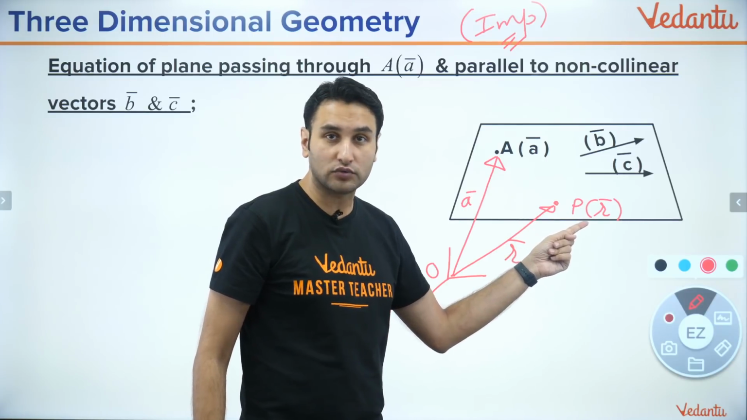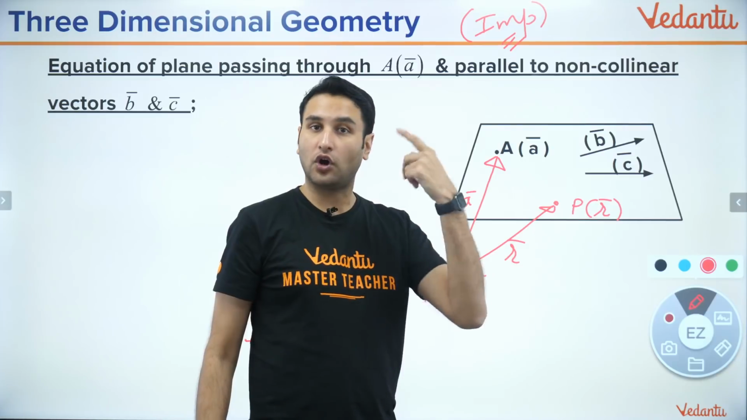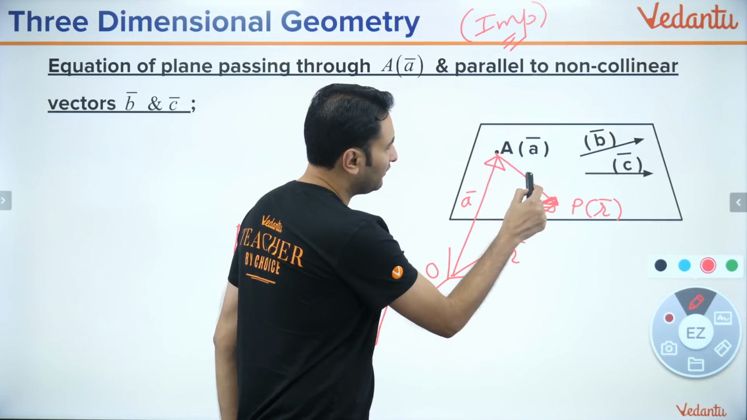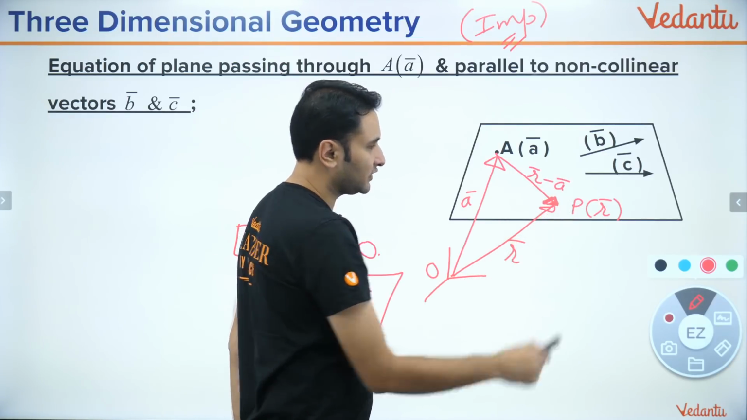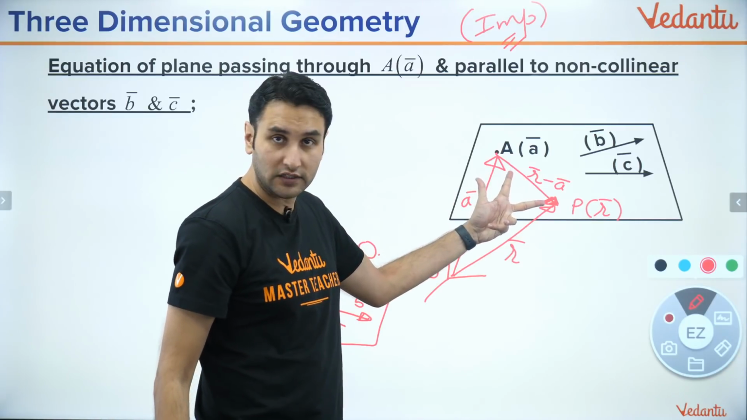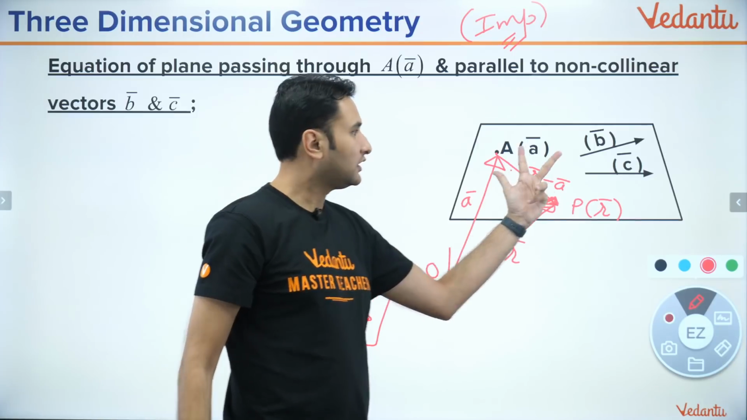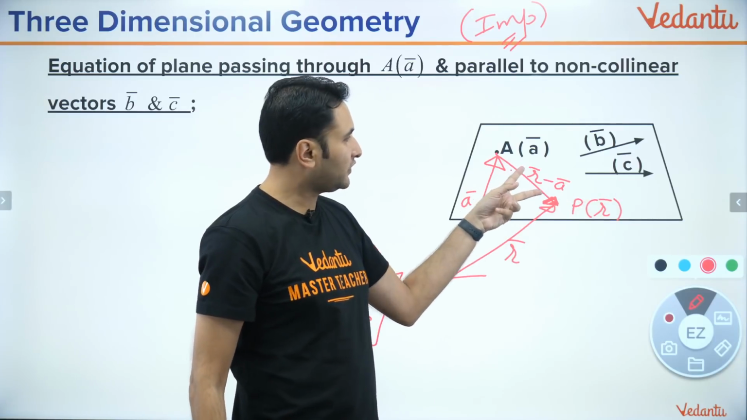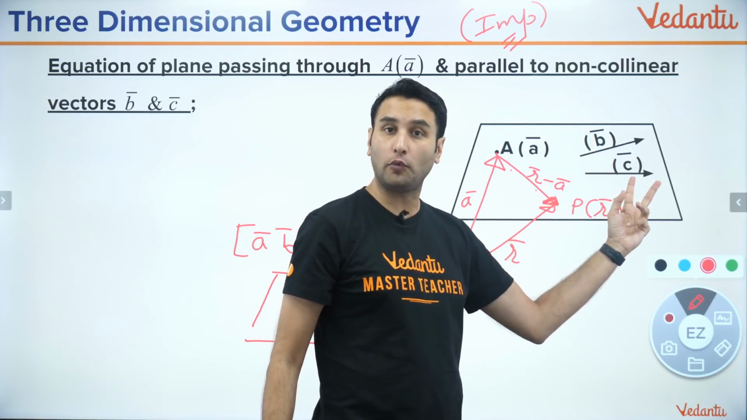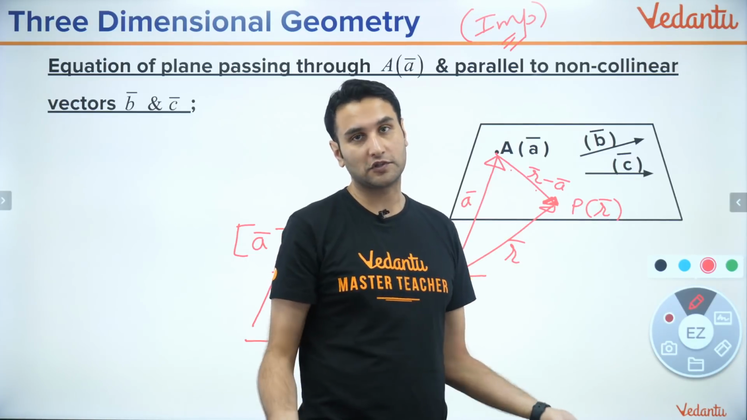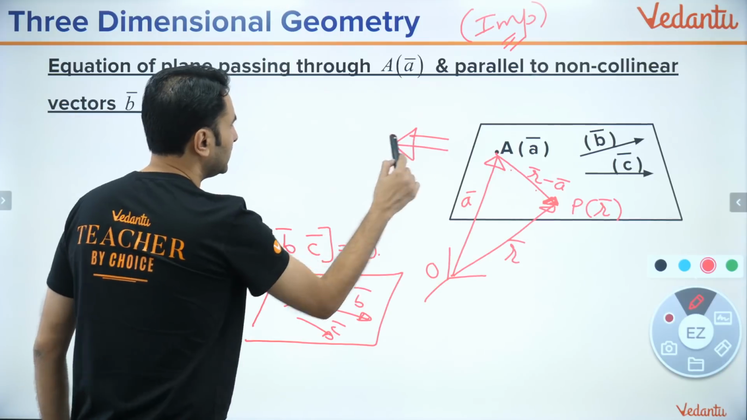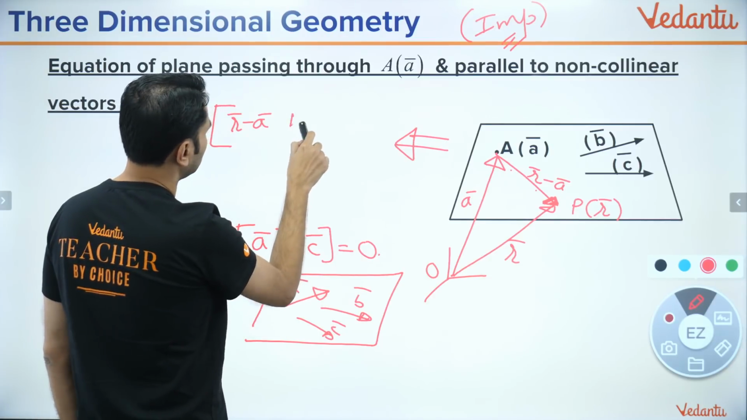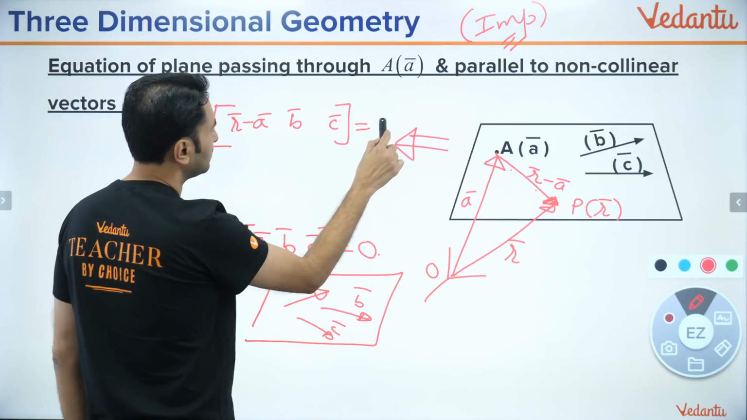दोनों को subtract कर दूंगा. You'll get a vector which lies on the plane. हो गया. So if I subtract the 2, I will get a vector which is r vector minus a vector. Now this is the vector which lies on the plane. This vector, this vector, this vector are coplanar vectors. Their box must be 0. So this implies that the box of r vector minus a vector, b vector, c vector is 0.